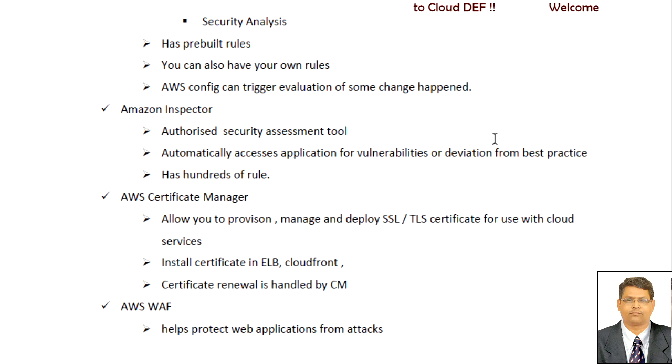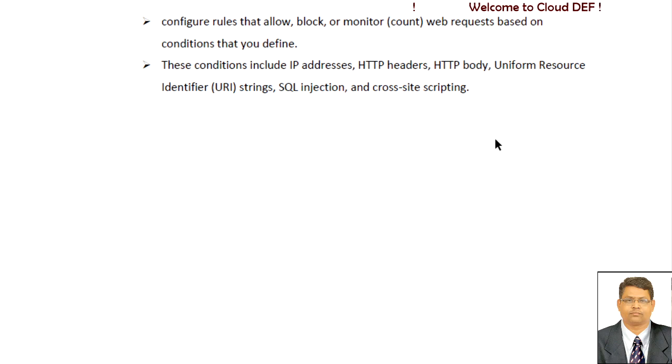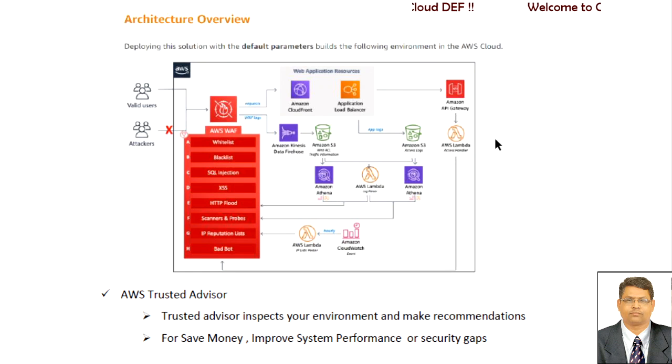AWS WAF. Helps protect web applications from attacks. Configure rules that allow, block, or monitor and count web requests based on conditions that you define. These conditions include IP addresses, HTTP headers, HTTP body, Uniform Resource Identifier, URI, strings, SQL injection, and cross-site scripting. AWS Trusted Advisor. Trusted Advisor inspects your environment and makes recommendations to save money, improve system performance, or close security gaps.